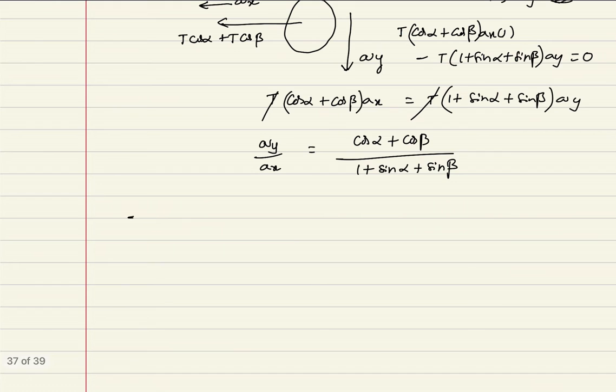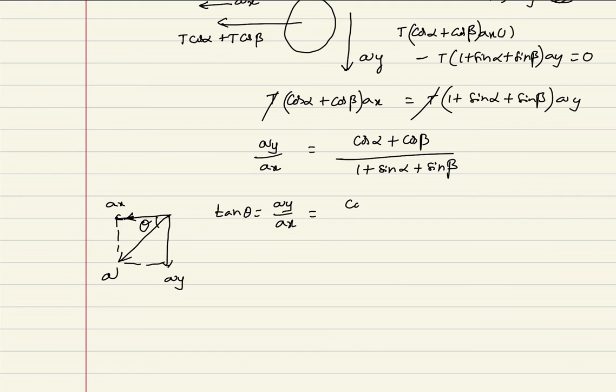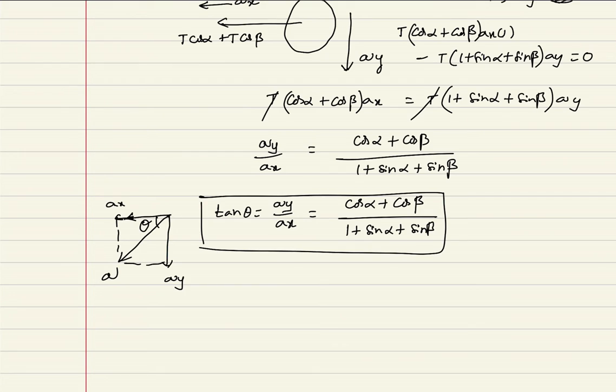Why am I writing the ay by ax value? You can see here, this is my ax, this is my ay along the y-axis, and the net acceleration you can write as a. As per this question, let us consider the net acceleration making angle theta. So now you can write tan theta is equal to ay divided by ax, that value is (cos alpha plus cos beta) whole divided by (1 plus sin alpha plus sin beta). Okay, you keep it as one equation.